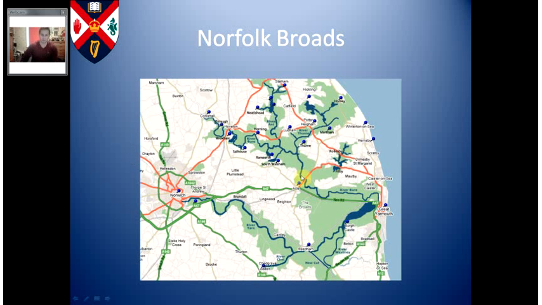So here we see southeast England, Norwich here, further east, Great Yarmouth. This whole area then is the Norfolk Broads, and up here the case study, Hickling. Again, you can see it's a large area, and there's a lot of rivers moving through this area.